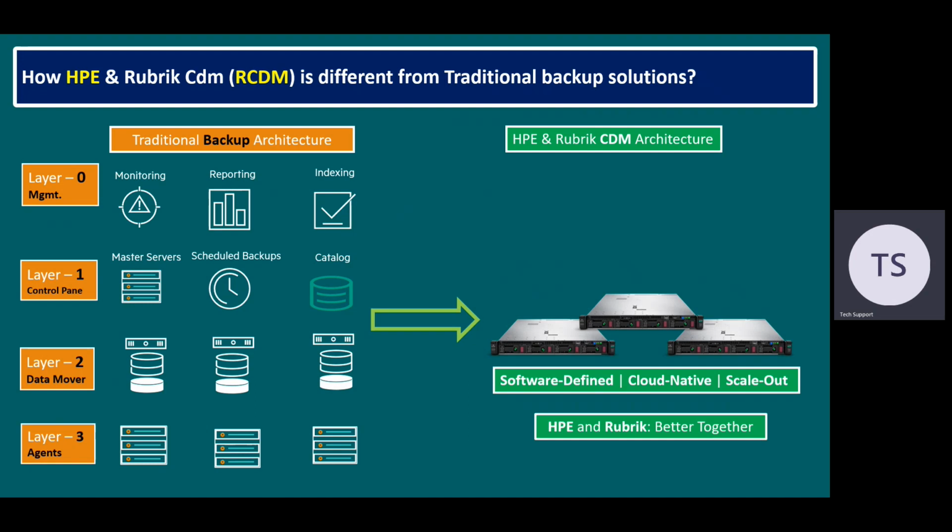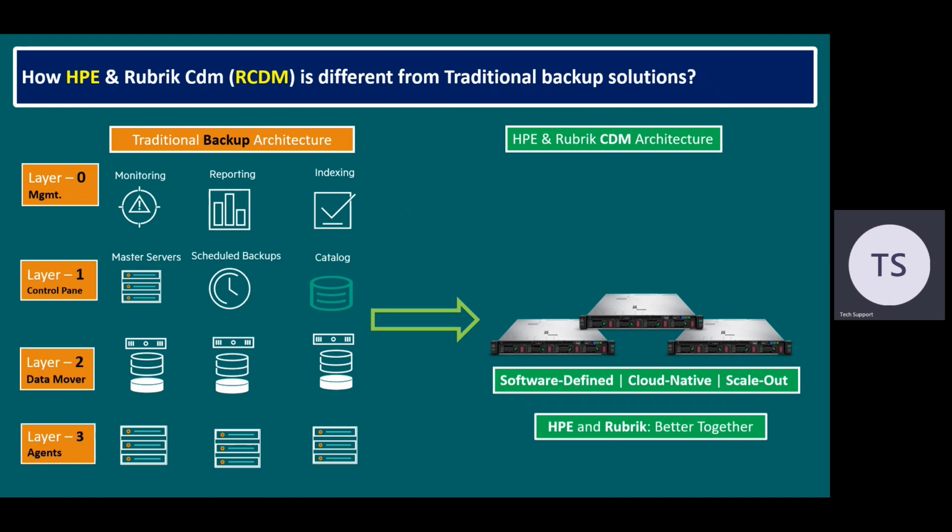So that means compared to traditional backup architecture, the HP and Rubrik cloud data management architecture is a simplified architecture with easy management. So HP and Rubrik, better together. And if you see the architecture, we need no number of media servers, we need nothing additional. All these things are completely simplified, and we can manage using a single console.